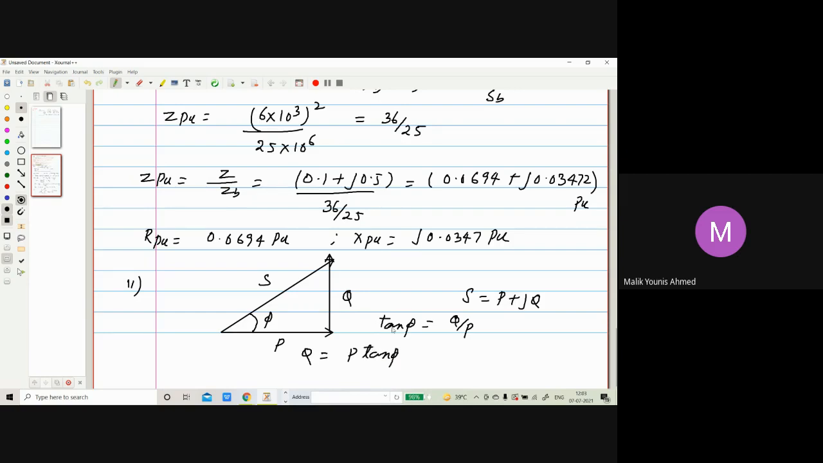Very important. Now, out of this, P has been given as 10 megawatts. So 10 megawatts multiplied by tan phi. Phi I know, phi should be cos inverse of 0.8.